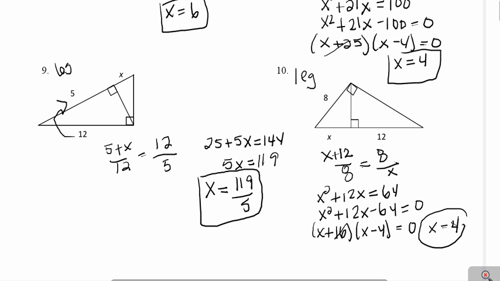Number 10 is very similar to number 8 because it's a leg problem and you end up getting a quadratic equation that has to be factored. I crossed off the negative answer, so the final answer for number 10 is x equals 4. So sometimes you will get those quadratic equations in there. And now hopefully you have a better idea of when to use these altitude on hypotenuse theorems and how to set them up.